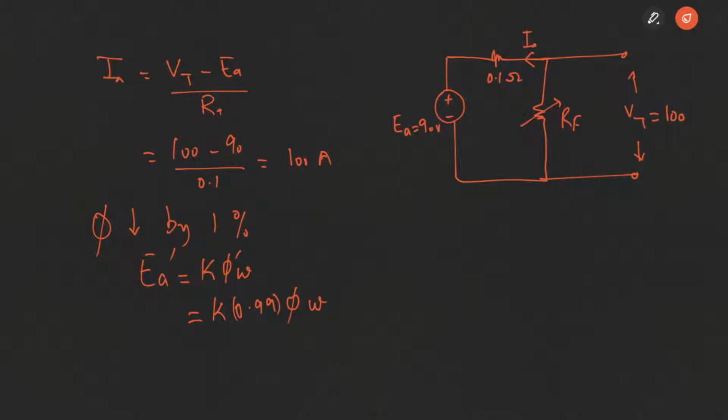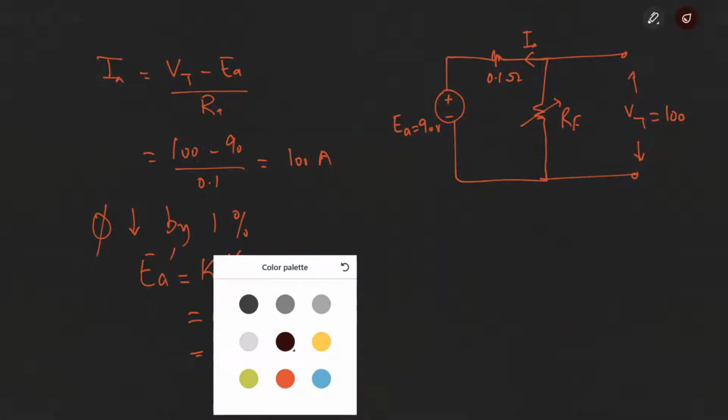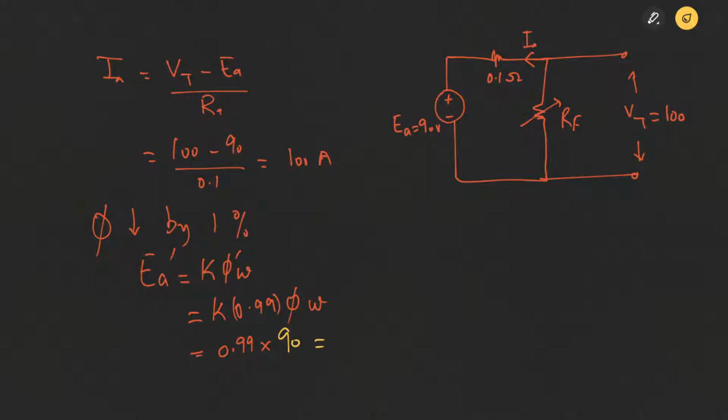So K phi omega was the actual armature voltage that was equal to EA. So this is 0.99 into EA, where EA is already given to us as 90 volts. So 0.99 into 90 is equal to 89.1 volts. With a decrease in flux by 1%, the induced EMF in the system also decreases, and our new EA is equal to 89.1 volts.